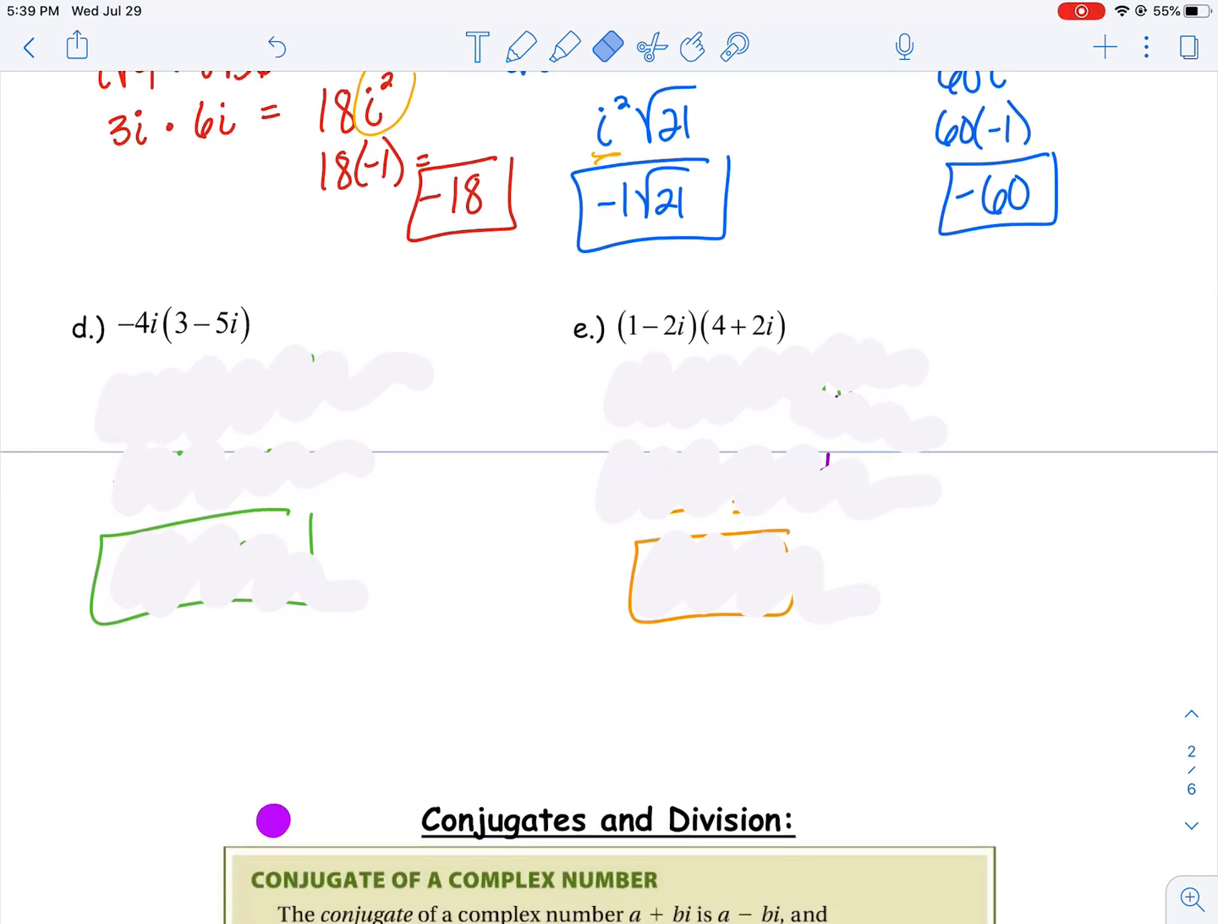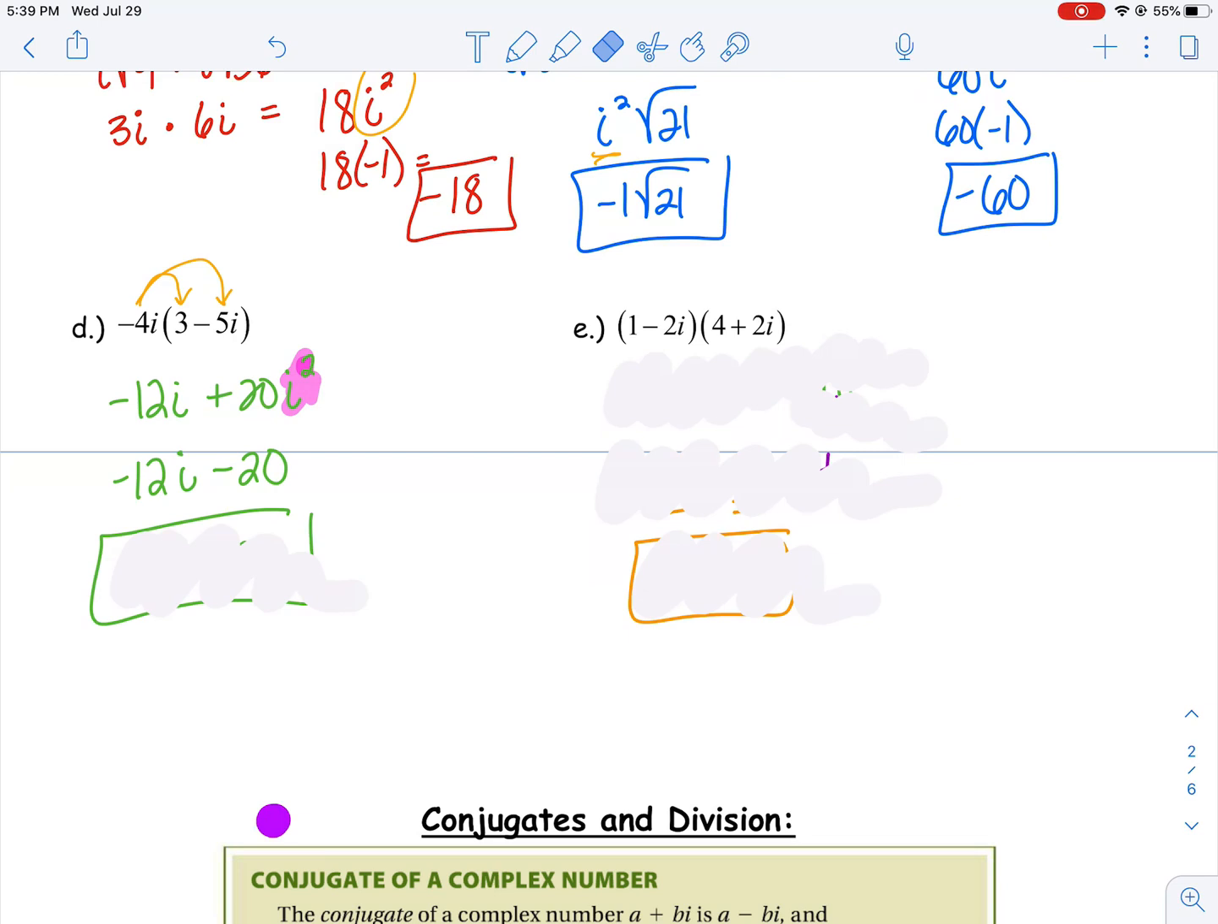All right, look at D and E with me. These we've seen in the past where we need to make sure that we either distribute or FOIL. So here we go. Looking at D, I want to make sure that I distribute the negative 4i to the 3 and the negative 5i. So negative 4i times 3 is negative 12i, and negative 4i times negative 5i is positive 20i squared. But do you see that i squared again? We know that i squared is the same thing as negative 1. So negative 1 times 20 gives me a negative 20.